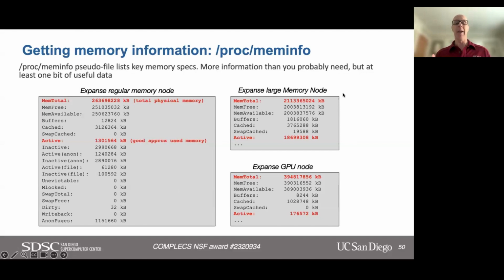We could also get memory information at /proc/meminfo. So if I look at this file, I could see the total amount of memory. I could see how much is active. The units are kilobytes. So if you divide this by 1024 squared, you'll get the number of gigabytes, which in this case is going to be 256. We could also see the amount of memory, say, on a large memory node if I had been logged in there, or on a GPU node if I was connected to a GPU node.